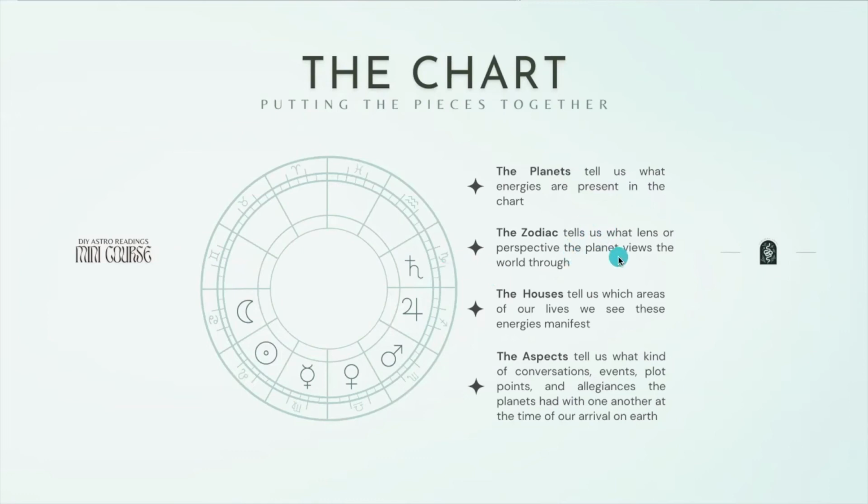And the zodiac likewise gives us the language around that lens or that perspective that the planets are presenting their energies, or like manifesting their energies in the world. And then the houses are very specific to us, to our charts. And the houses tell us which areas of our lives we will be seeing this manifestation come to light and come to being. And then finally, we have the aspects, which I like to conceptualize as the plot of the chart, or the sort of dialogue, conversations that are happening between the characters.